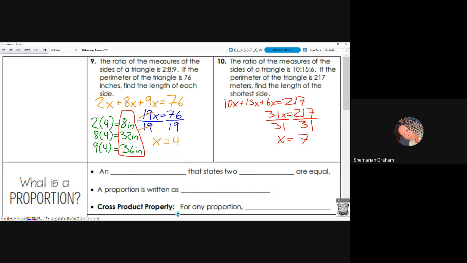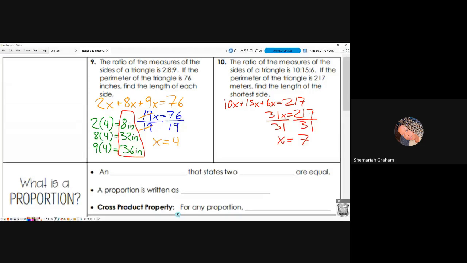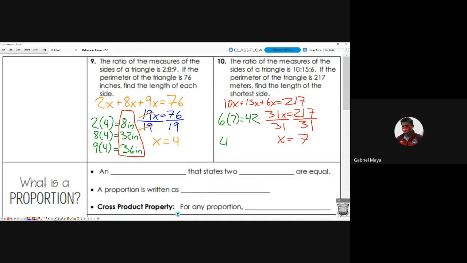All right. And then because it said find the length of the shortest side, I did 6 parentheses 7 equals 42 meters. So 42. So 42 meters. All right. Good job.